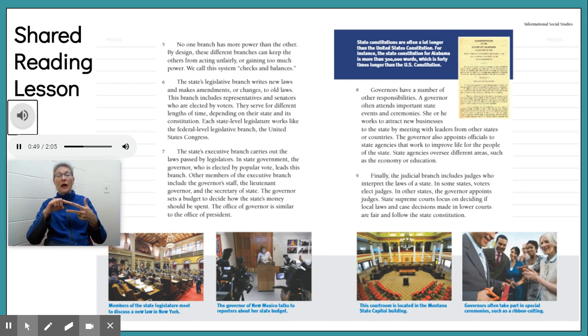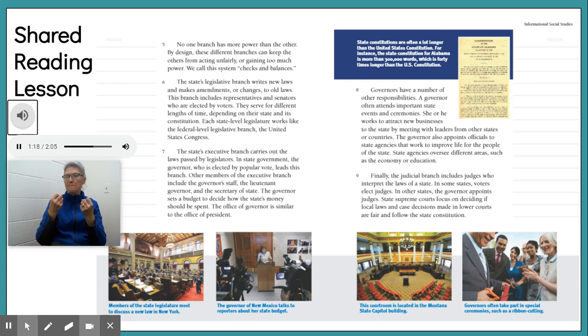In state government, the governor, who is elected by popular vote, leads this branch. Other members of the executive branch include the governor's staff, the lieutenant governor, and the secretary of state. The governor sets a budget to decide how the state's money should be spent. The office of governor is similar to the office of president. Governors have a number of other responsibilities.